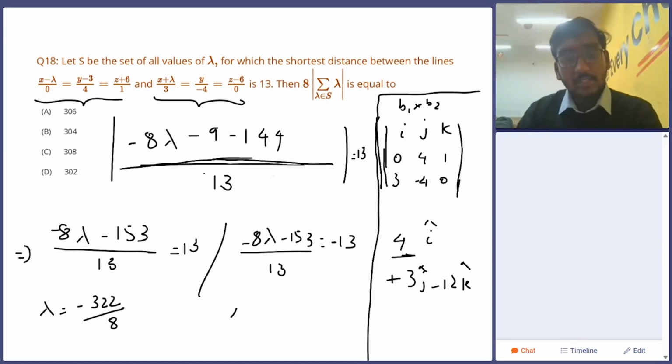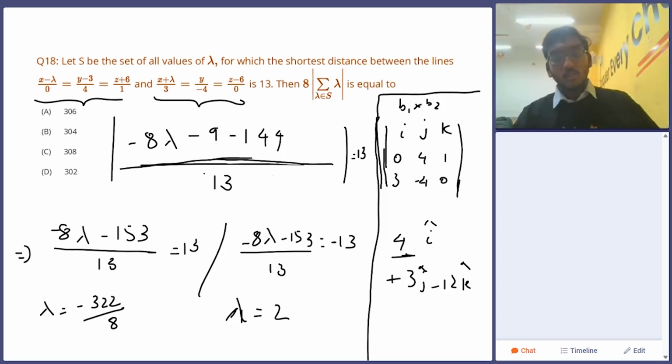Lambda value. And in this case, what will be the value of lambda? It will be, yes, -16 divided by -8, no, that is 2. Lambda value will be 2, okay? Yes, these are the two values of lambda.